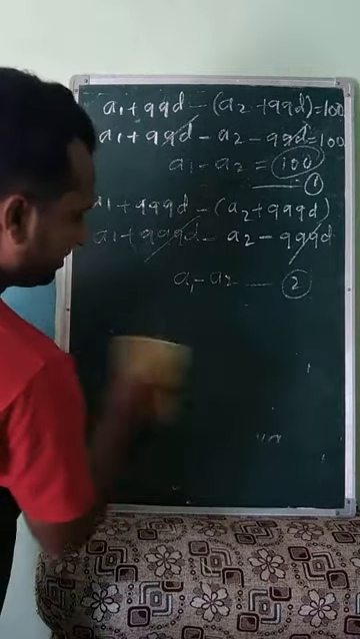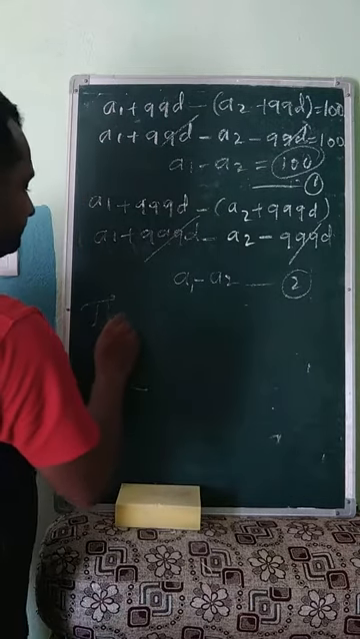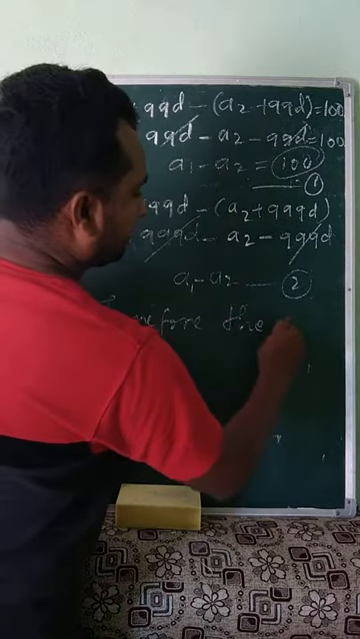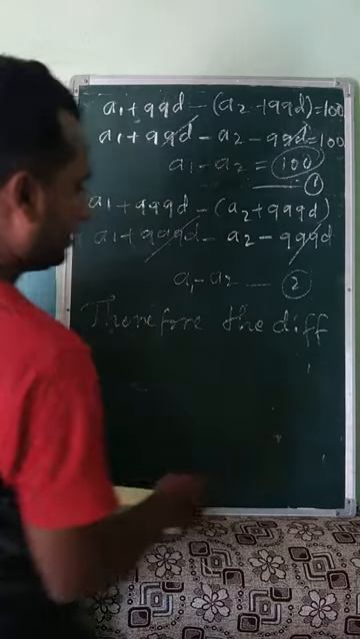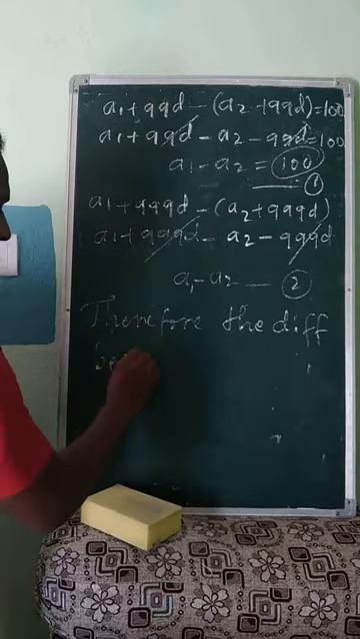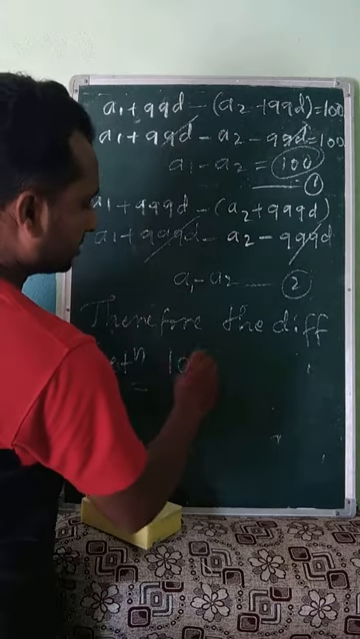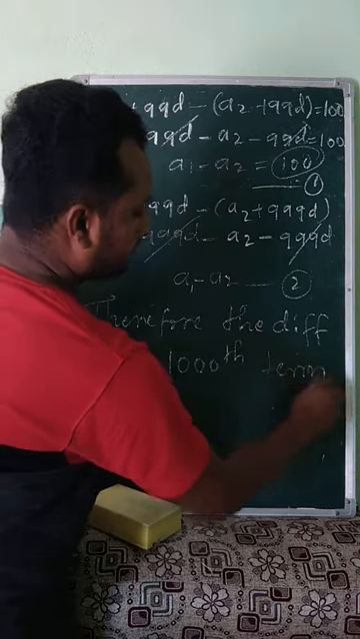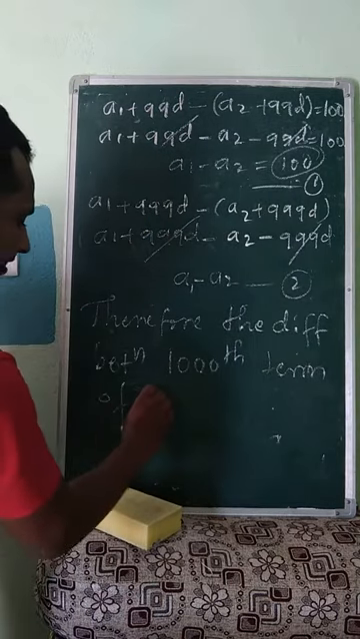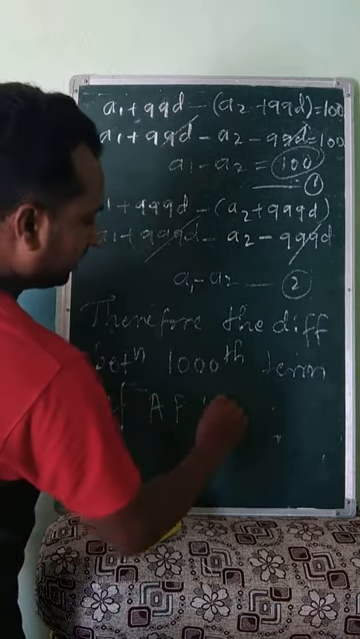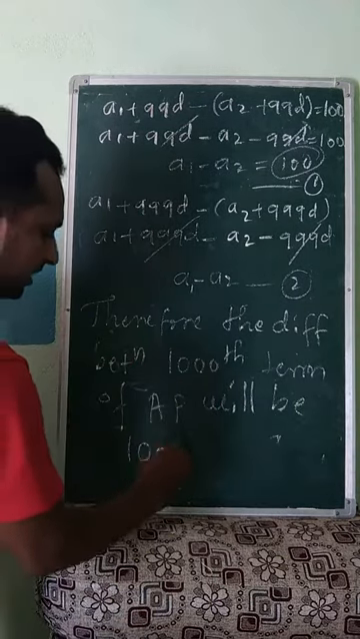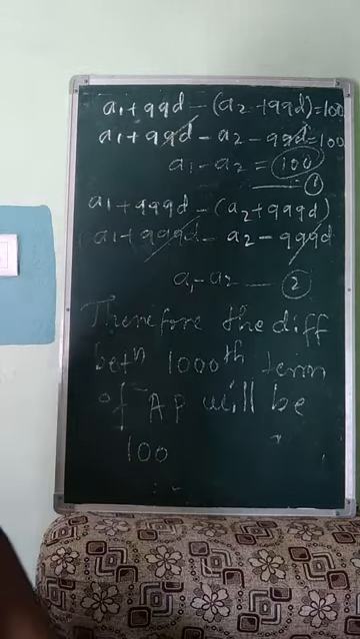So what can you write as the final point? I'll write here: therefore the difference between the 1000th terms of the APs will be 100 only.